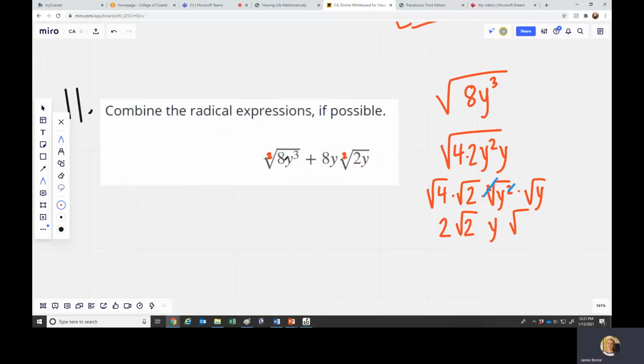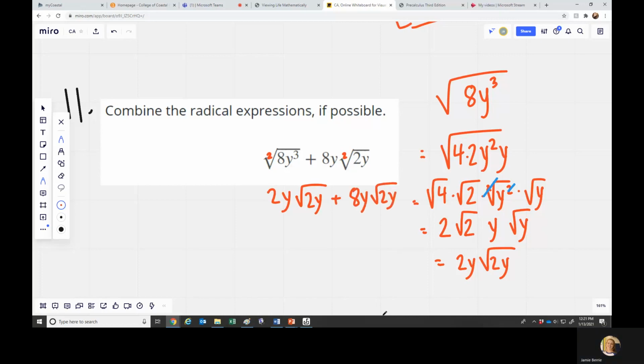And then we have the square root of y. I should have been putting little equal signs every time. Combining this all together, we have 2 and y that go out front, and then inside the radical, we have 2 and y. Okay, so that's this first piece. We have 2y times the square root of 2y plus 8y times the square root of 2y.